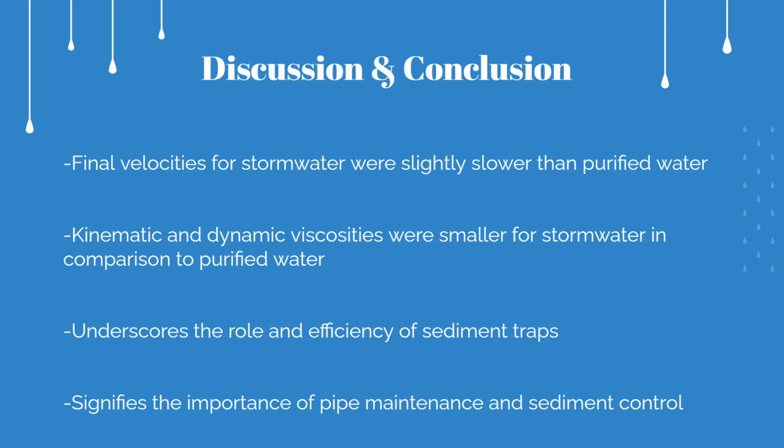As previously discussed, the results achieved align with our expectations that stormwater drains at a slower rate than purified water, primarily due to the presence of obstructions such as dirt, grass, and other small particles within the sample. This observation underscores the critical role of placing sediment traps, particularly before the entry of the pipes, in allowing proper flow.